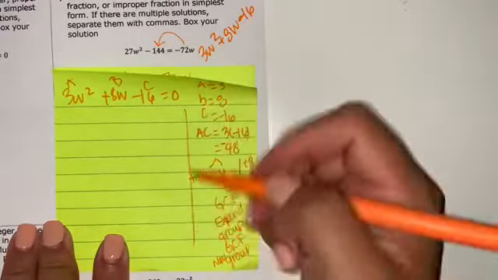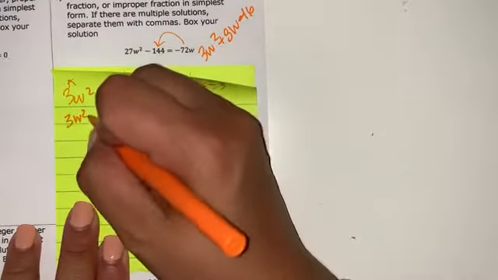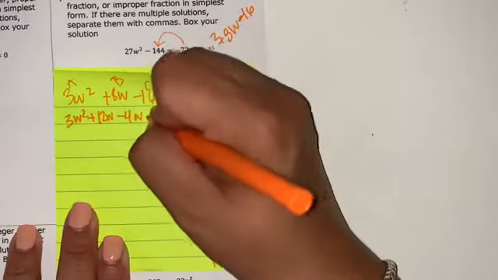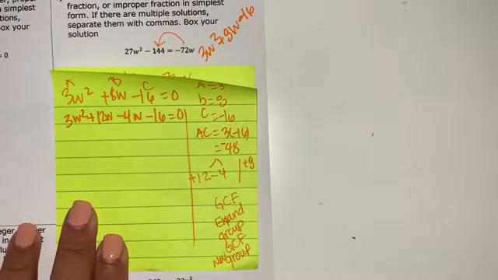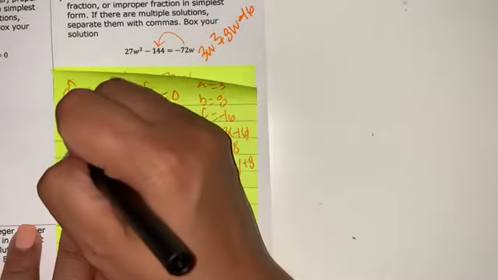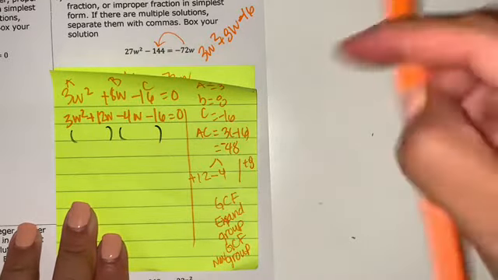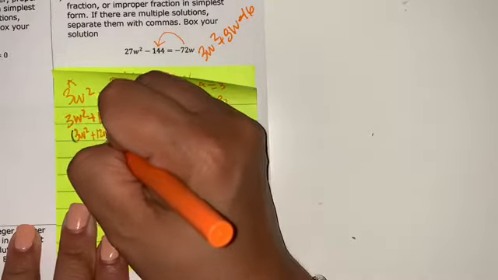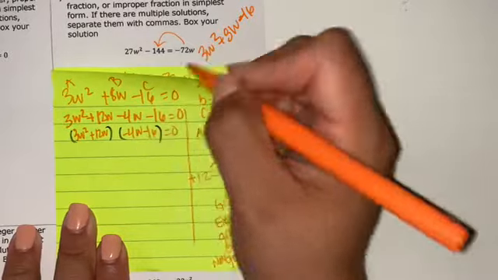So I have 3w squared, it doesn't matter the order, plus 12w minus 4w minus 16 equals 0. Now we're going to group these together, right, in parentheses. We're going to say 3w squared plus 12w minus 4w minus 16 equals 0.